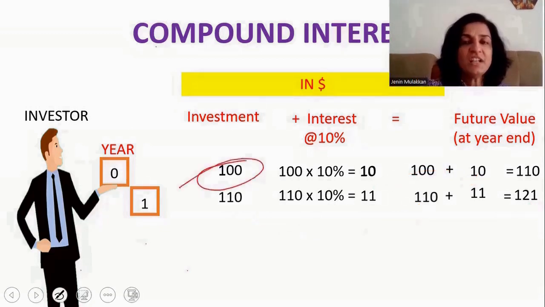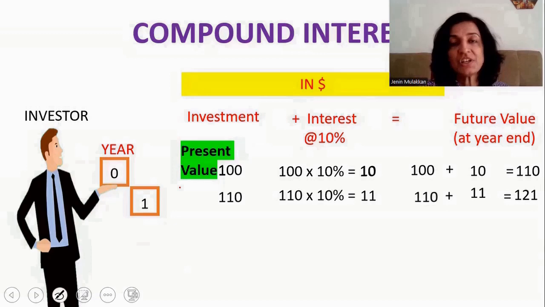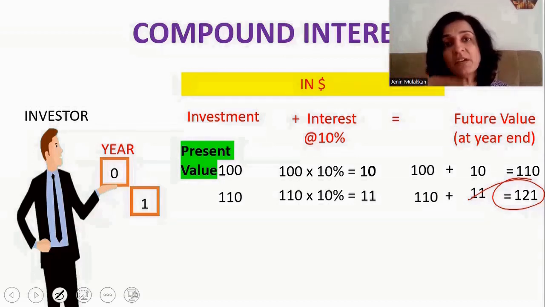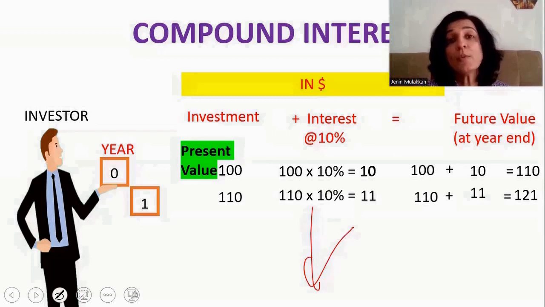Now, the initial investment is known by the name present value. Now, in this particular calculation, how have we arrived at the future value of $121? Future value is nothing but the investment value at the end of the period. We have calculated it by way of a tabular method. If there are more number of years, then the table gets extended. So we need a formula for calculating the future value.